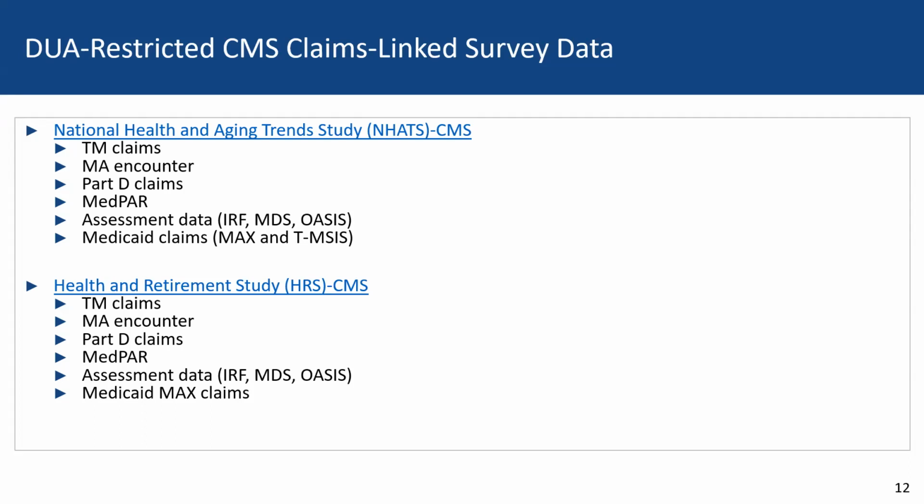And we just want to let people know about the two very widely used and important types of survey data linked claims data. One is the NHAS CMS linked data, and the other is the HRS CMS linked data. Each of them are based on the survey, and they are linked to a bunch of Medicare claims and Medicaid claims. So the one difference is that with HRS, their Medicaid claims is a little older. At least the last time I checked, they don't yet have the most recent TMSIS Medicaid claims. What they have is the MAX version, which is a few years old now.